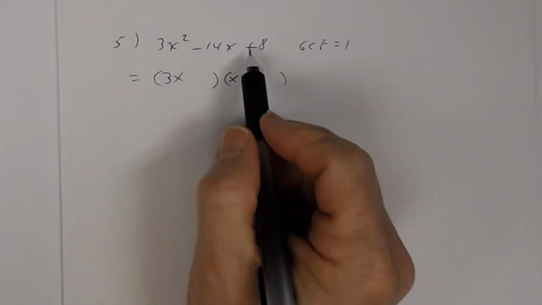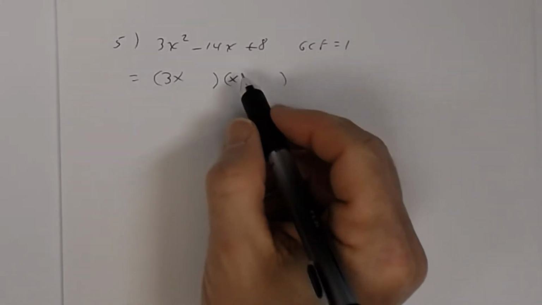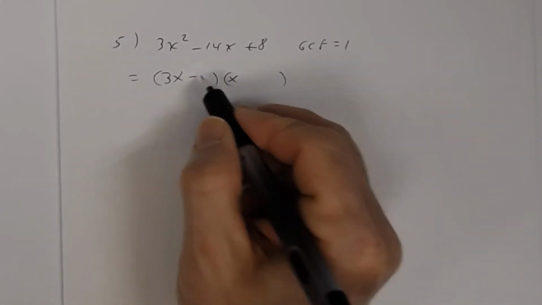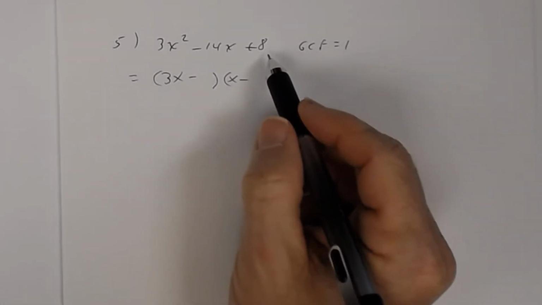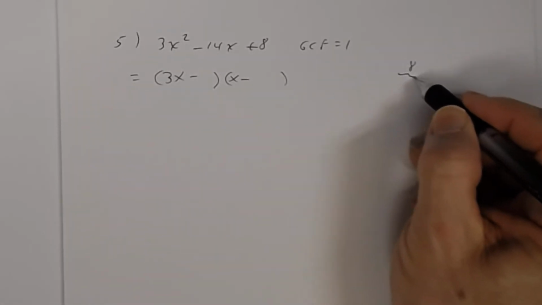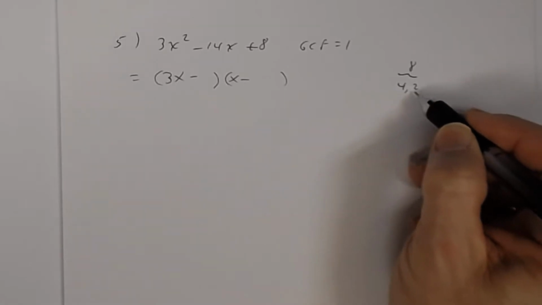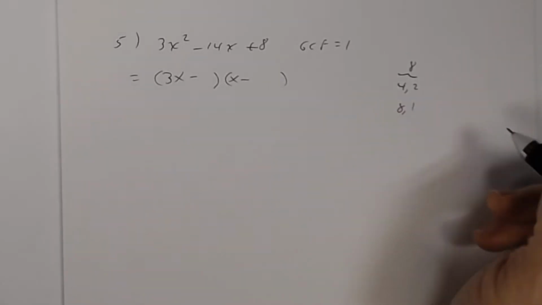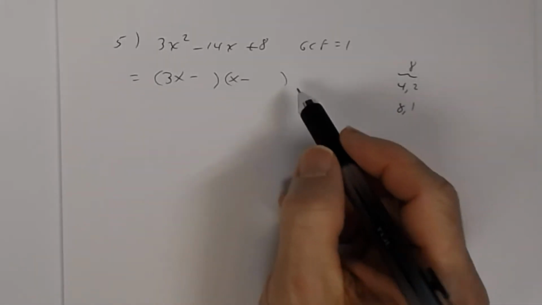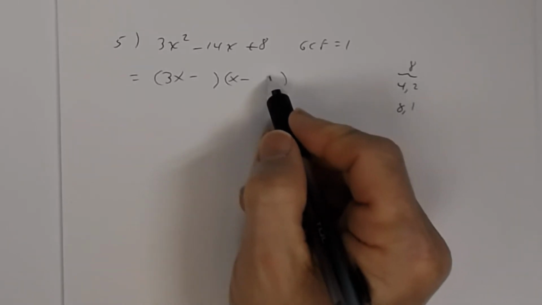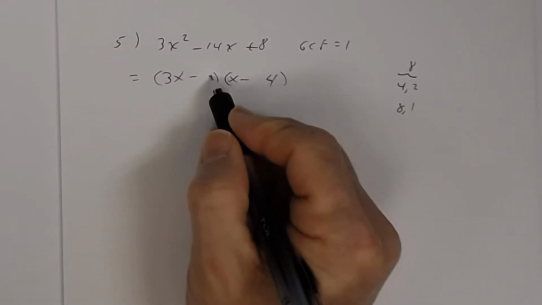Now this is an easy kind because the last sign's positive. So that means both of those are going to be the same sign, and they're both going to be negative. And for 8, there's not many possibilities. There's just 4 times 2, which is 8, and then 8 times 1. All right, so let's try 4 and 2. The one that's going to work will be where this is the 4 and this is the 2.